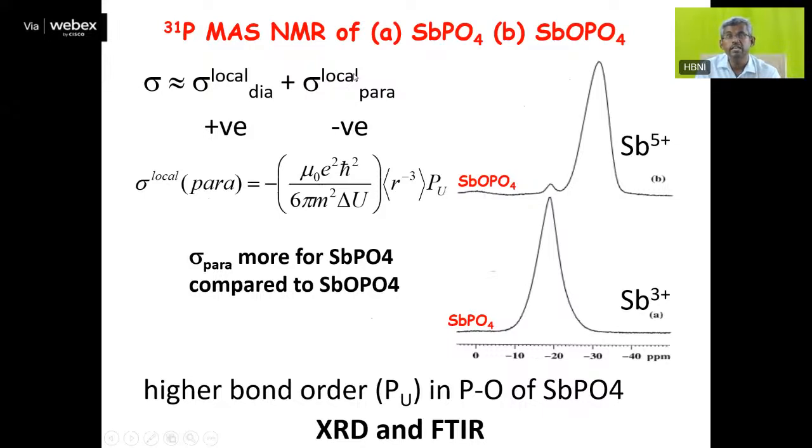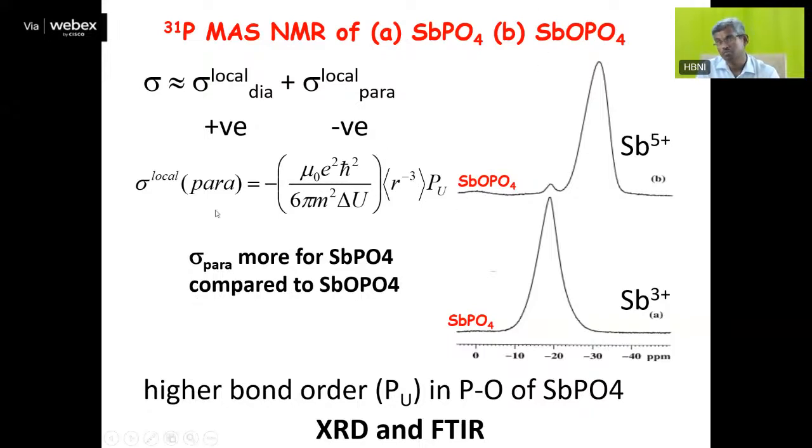So the bond order is higher in the case of SbPO4, and once the bond order is higher, the paramagnetic term increases. The moment the paramagnetic term increases, the negative contribution increases, the overall sigma decreases, and this overall sigma decrease is the reason for the appearance of the peak around minus 18 or minus 20 ppm for SbPO4 compared to SbOPO4. So SbOPO4 has a chemical shift value of around minus 30, whereas SbPO4 has a chemical shift value of around minus 20 ppm. So around 10 ppm shift is there, brought about by the change in the paramagnetic contribution of the Sb-P-O linkages.